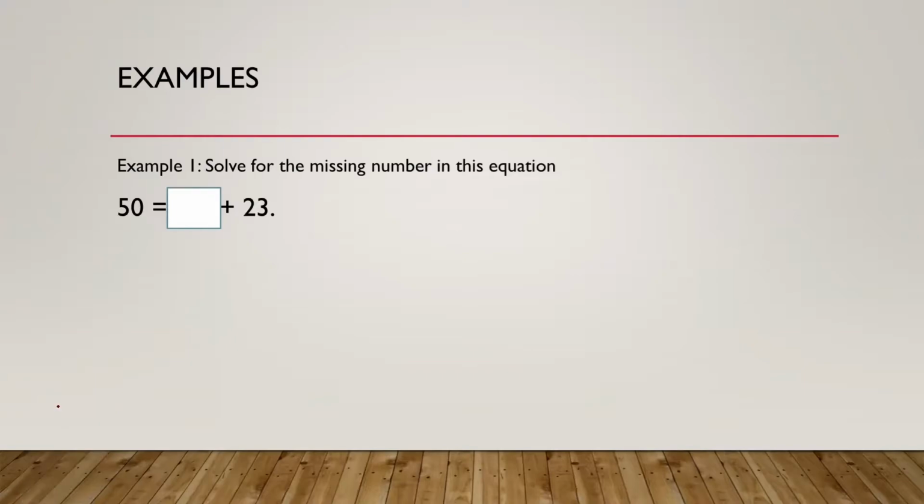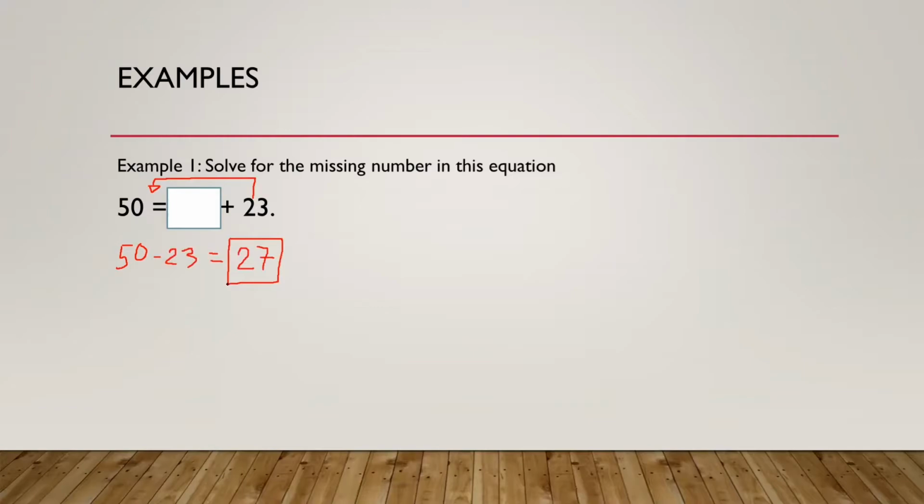Meron tayong mga way paano natin makukuha. Pwede natin gamitin yung ating inverse operation. If we are going to find the missing number here, pwede nating transpose itong 23 to the other side and then i-convert natin na minus siya. Therefore, 50 is equal to 50 minus, so subtract natin para makuha lang muna natin yung missing number. So, 50 minus 23 is equal to 27. Kung ano yung makukuha natin dito, ito yung ating missing number.